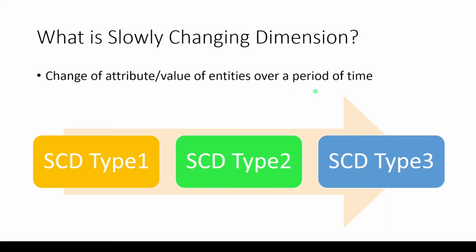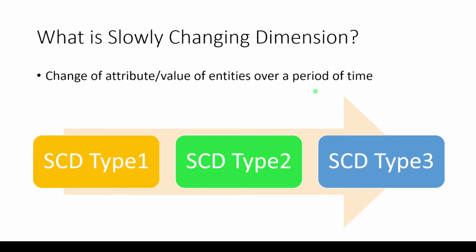Let's say we have a customer entity, a customer table, with an attribute address. Let's say the customer is staying at one address today, and 2 years down the line, he changes his address. As a result, we have to update the address in our data warehousing solution also. So within the customer entity, we have to update the address field with the latest address. This is called slowly changing dimension. But how are we going to handle this situation?